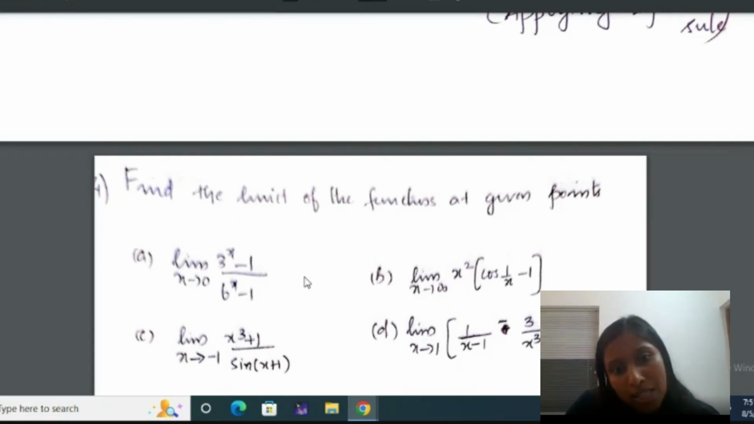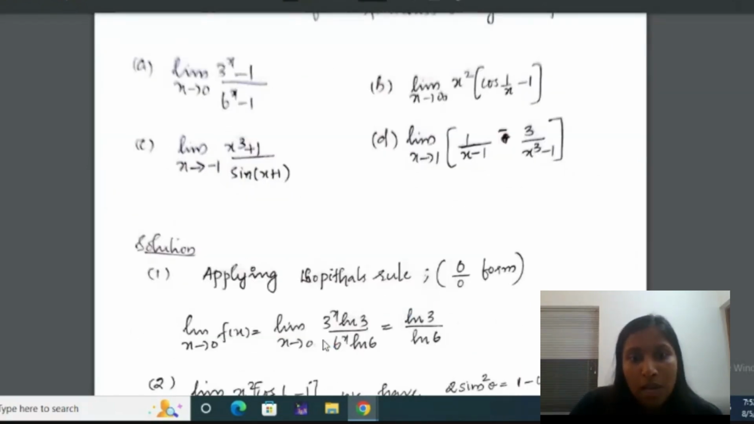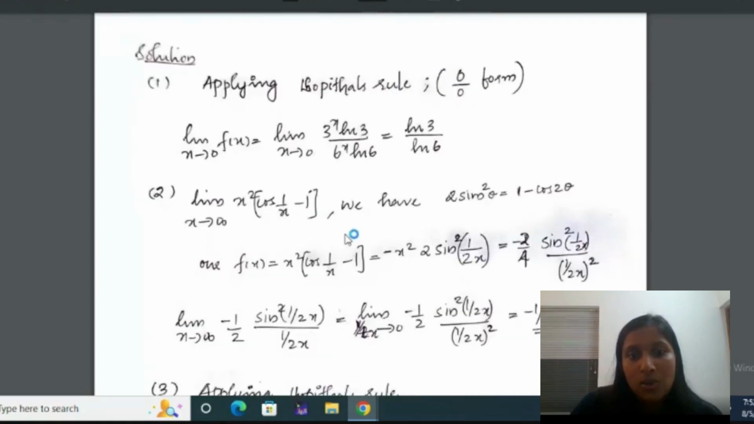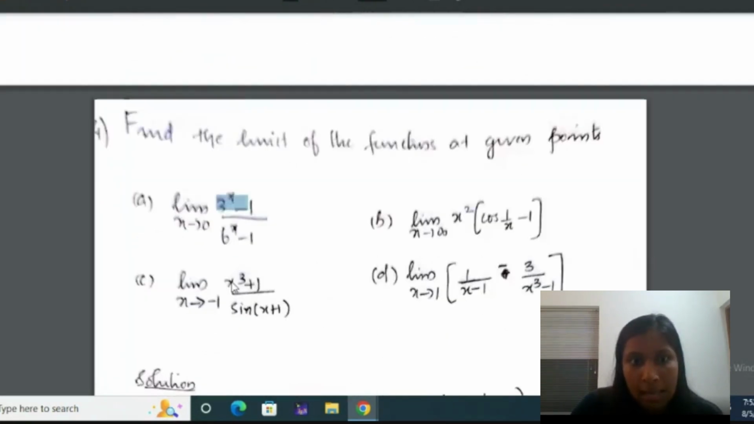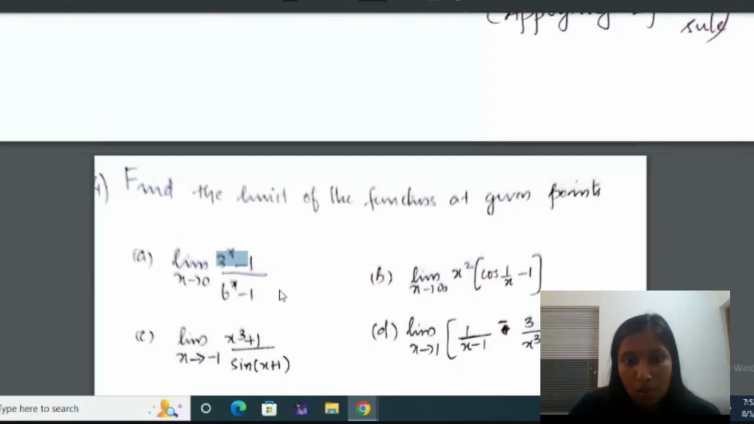Since it is a 0 by 0 form, we can just apply L'Hopital's rule. So 3 raised to x ln3 will be the derivative of the numerator. 6 raised to x ln6 will be the derivative of the denominator. So applying the limit, we will get ln 3 by ln 6. Just the application of L'Hopital's rule. Okay.